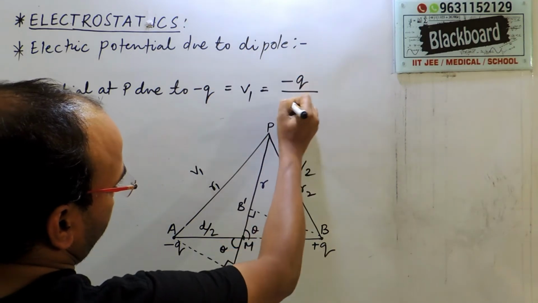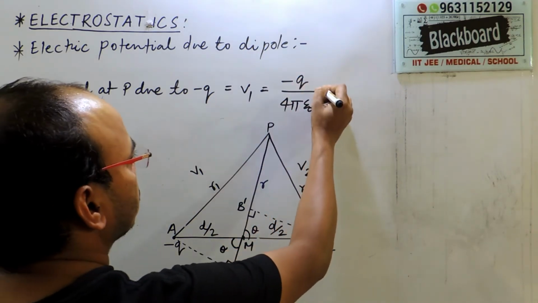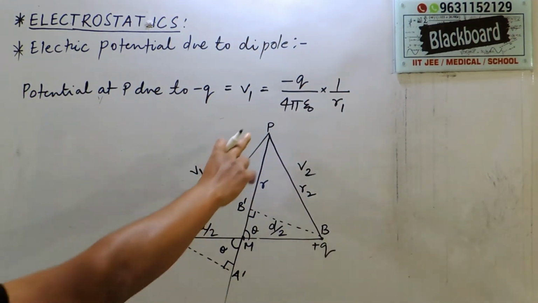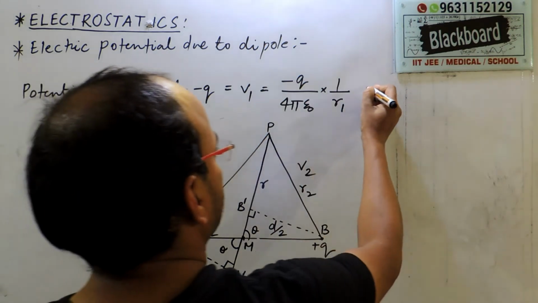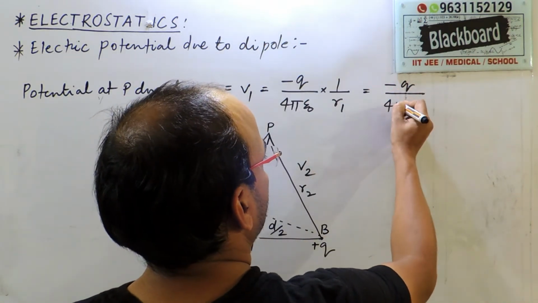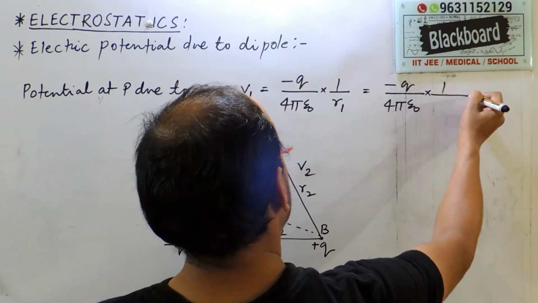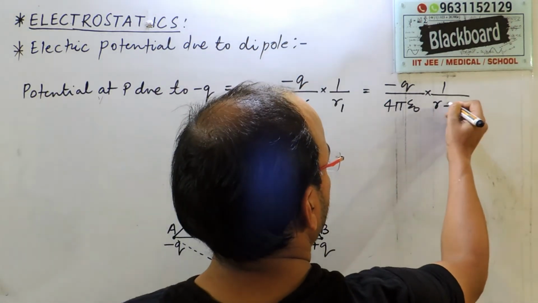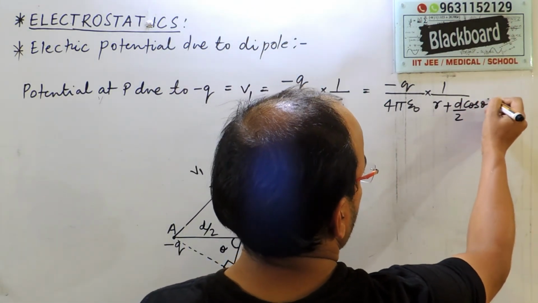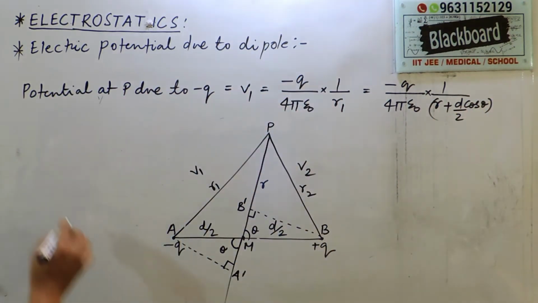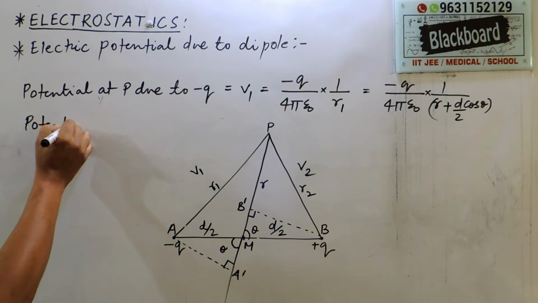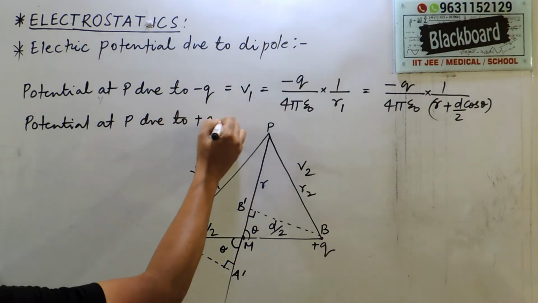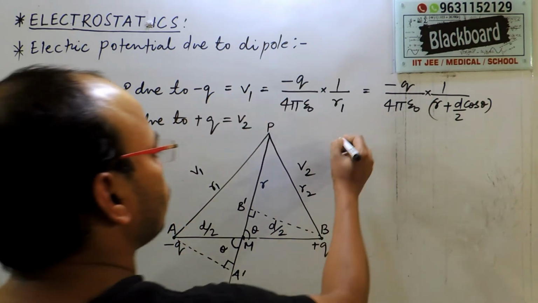तो हम इसको लिखेंगे minus Q by 4 pi epsilon naught into 1 by your R1. This is R1 and R1 is here AP. AP भी लिख सकते हैं, R1 भी लिख सकते हैं. That means this is equal to minus Q by 4 pi epsilon naught and R1 is here R plus D by 2 cos theta. This is R1.